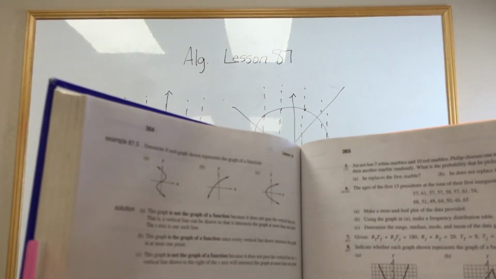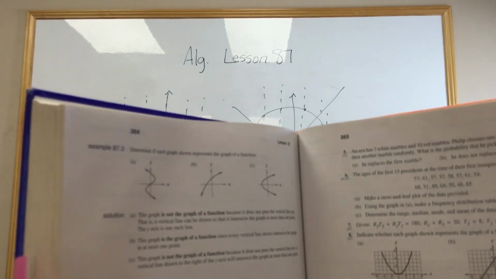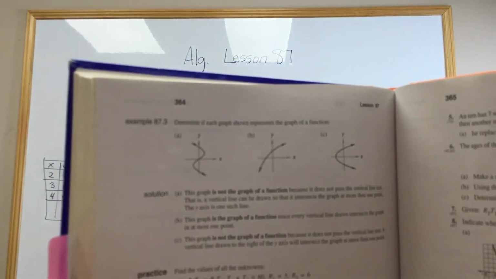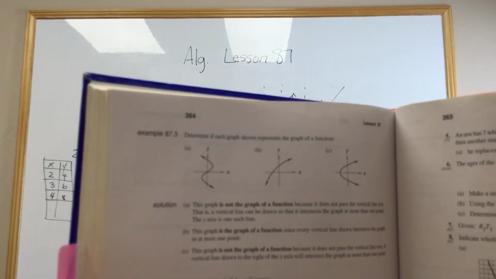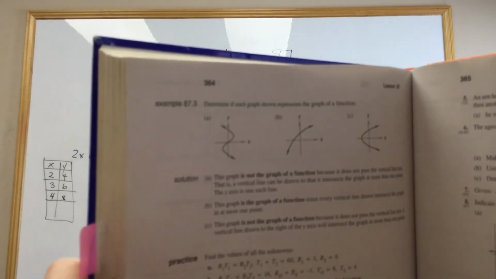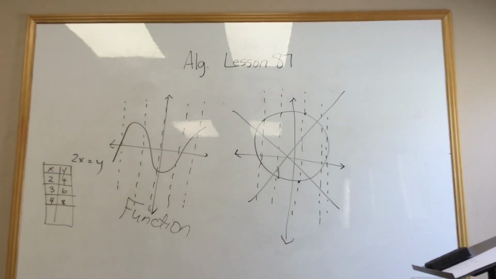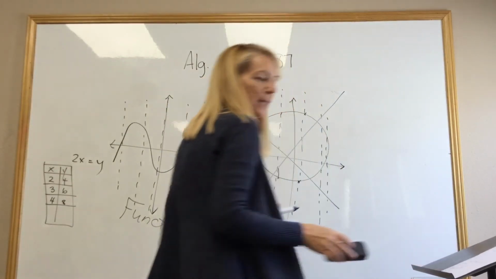So top of example 87.3, you see 3 coordinate planes right here, and there's 3 different squiggly lines. So the first one is not, the second one is, and the third one is not. Okay, so look at your book, and then on your homework, they have a couple of them you're going to do. Actually, they have 3. There's another one. So that's it. You can do that, and we will come back to visit that again later. But that's it for lesson 87.